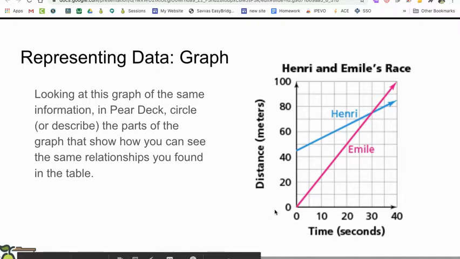You can see right away that Emil, right here at time 0, is at the start, versus Henry, who is up here. So he clearly has a head start if you think of the time or the distance in meters. Where the two lines intersect is the time and distance where they are both at the same place. So this is where Emil starts to pass Henry. And at the end of the race, you can see that Emil is farther ahead, just like in the table.